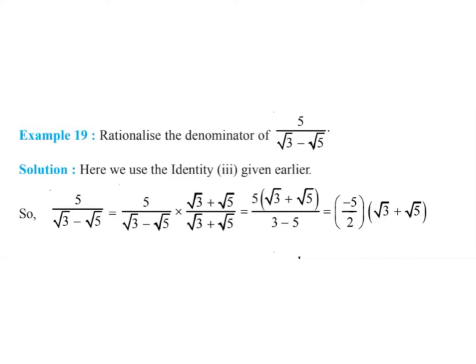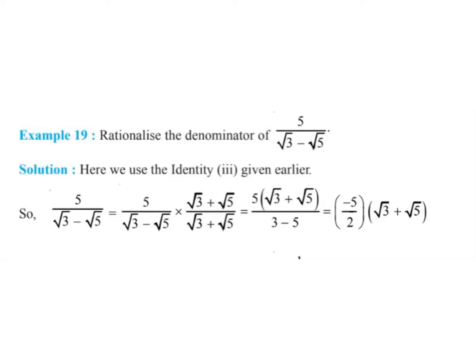Now how to solve it? You have to multiply the numerator and denominator of the given question by √3 + √5. So you will get 5 into (√3 + √5) in the numerator and (√3 − √5)(√3 + √5) in the denominator. Now here you can see that the denominator is of the form (a − b)(a + b), that is equal to a² − b². So (√3)² − (√5)² will be equal to 3 − 5. So we will get 5(√3 + √5) upon 3 − 5.